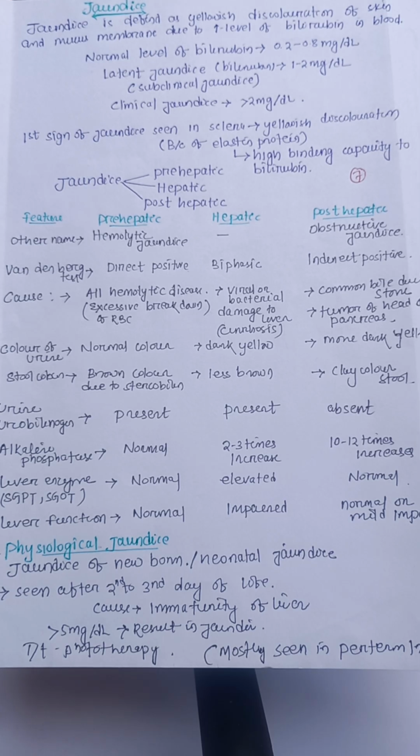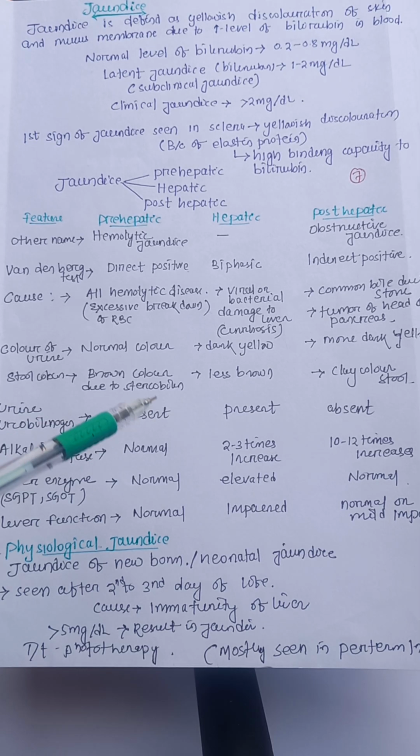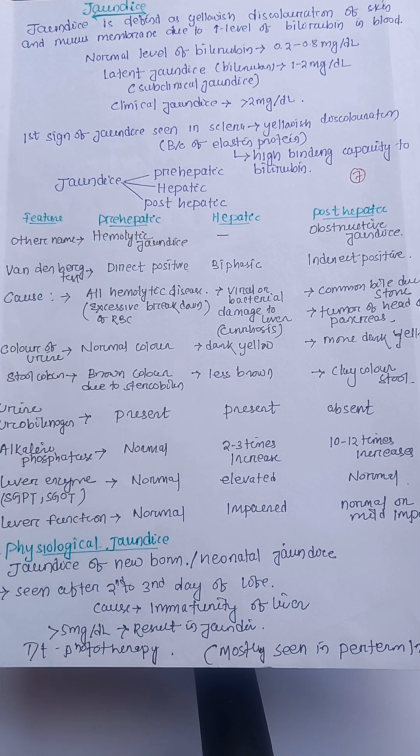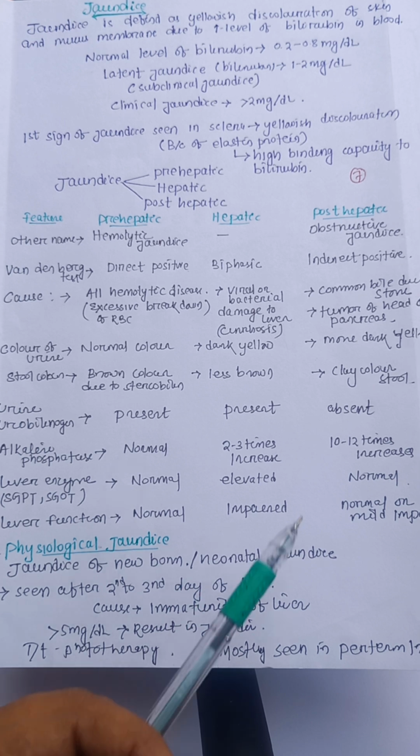Okay, so if you talk about the color of urine, the color is normal in pre-hepatic jaundice, dark yellow in hepatic jaundice because of bilirubin excretion, and even darker in post-hepatic jaundice, where the conjugated bilirubin is more excreted.